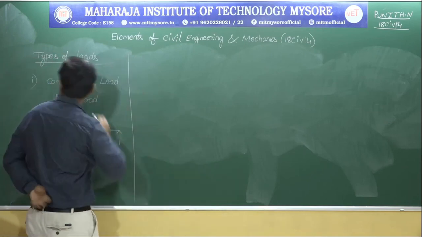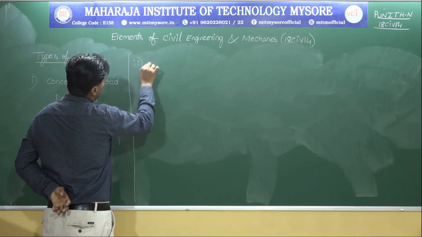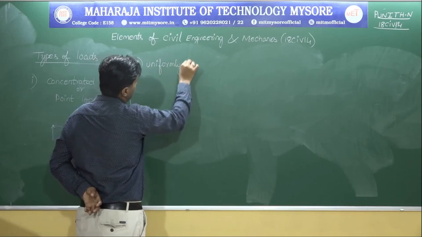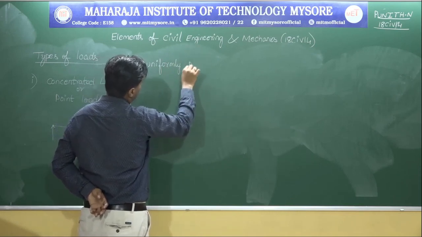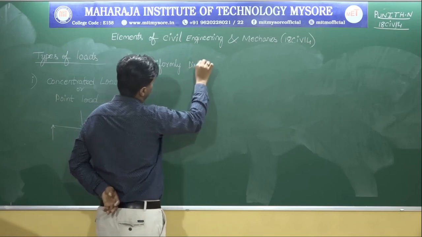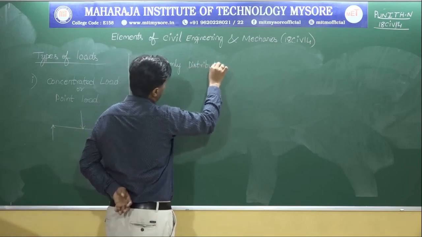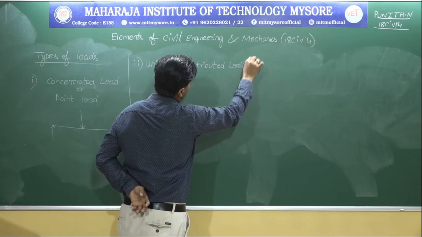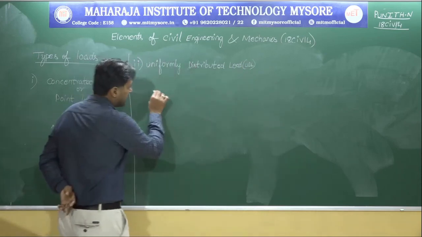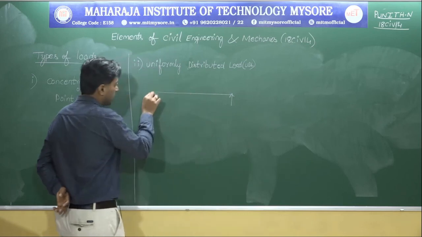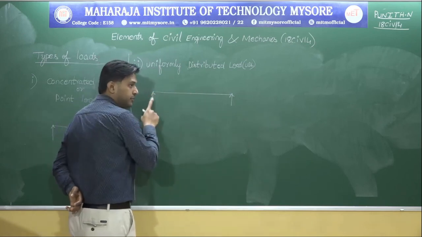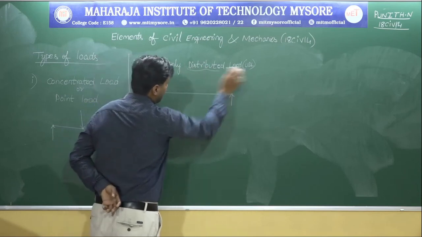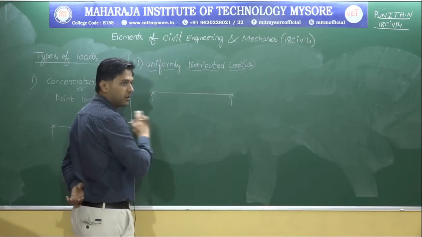Okay, so the next one. The second one is uniformly distributed load. In short form, we call it UDL. Let me consider a beam with a support. Here don't bother about the support, whether it is a roller support, hinged support or fixed support, as I am concentrating only on the load. Just I have taken it as a support. Forget about whether it is hinged, roller or fixed.